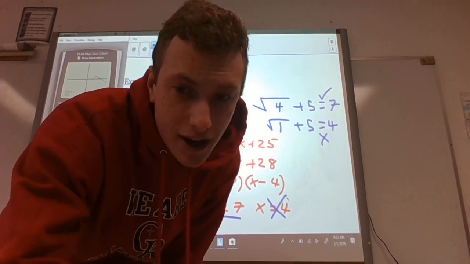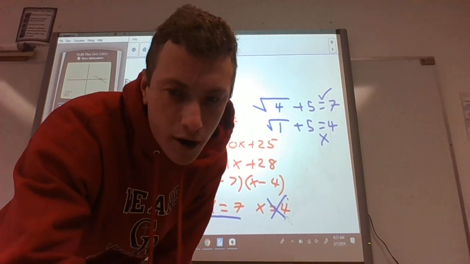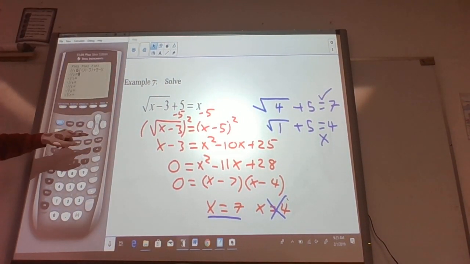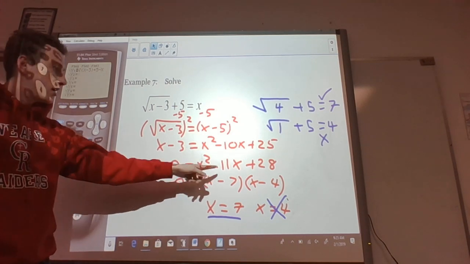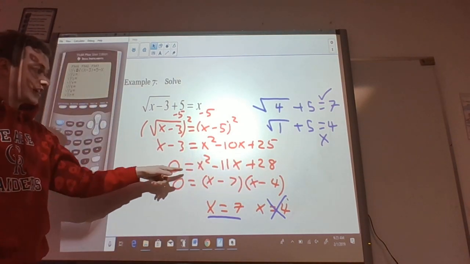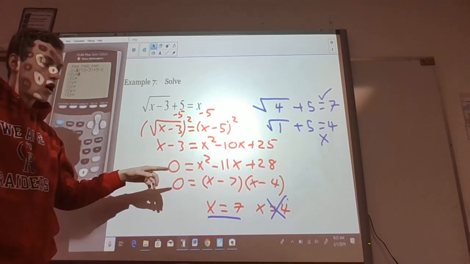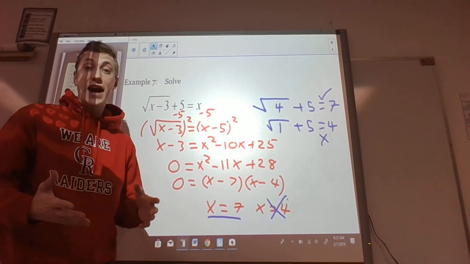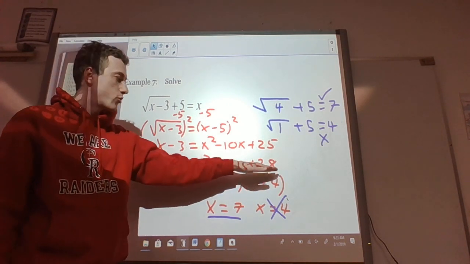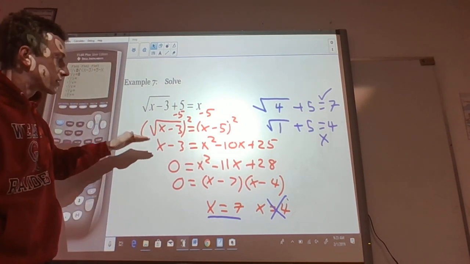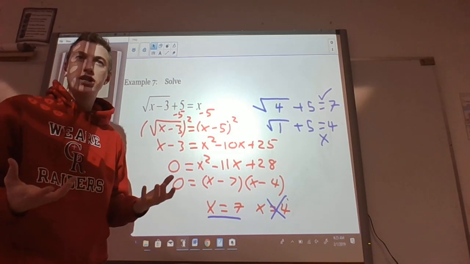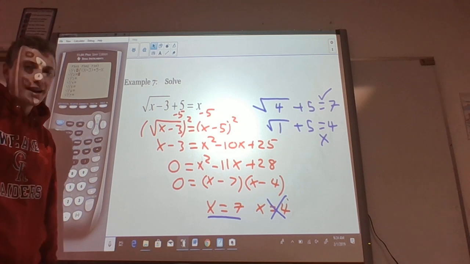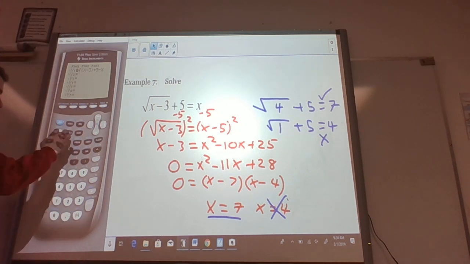Okay, so where did this x equals 4 come from? So let's go back to our y. In our y2, let's put in our quadratic equation that we got as a result of the solution technique that we were using. So let's graph this. X squared minus 11x plus 28.